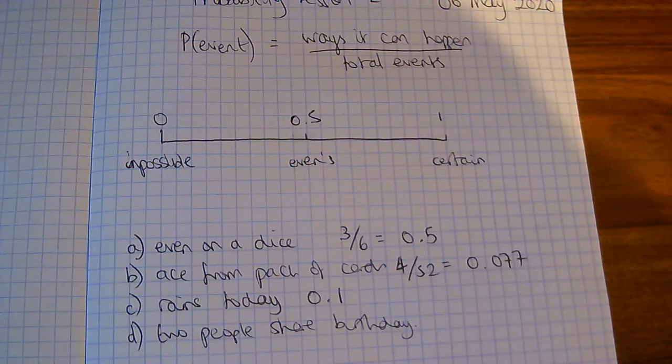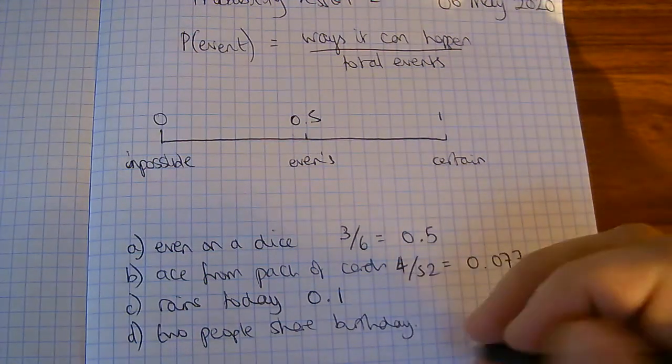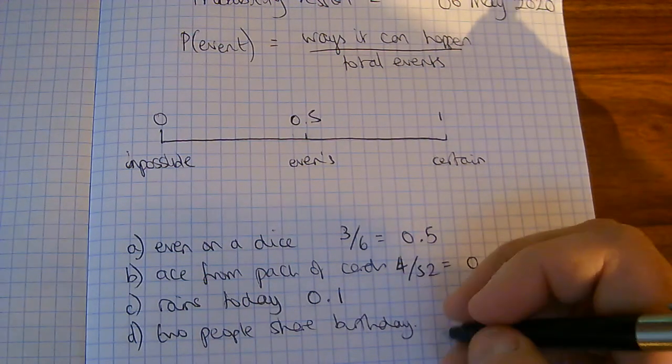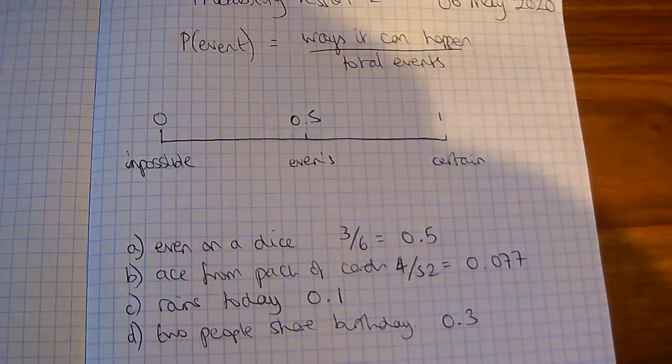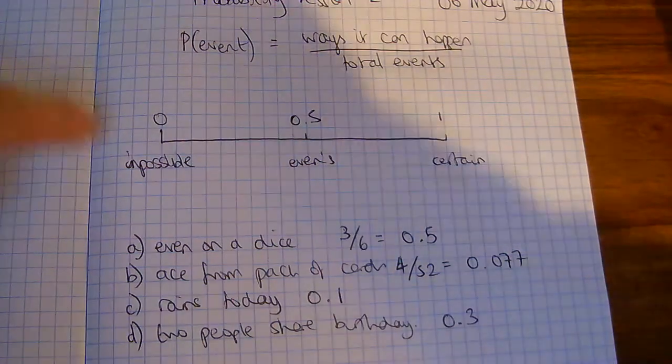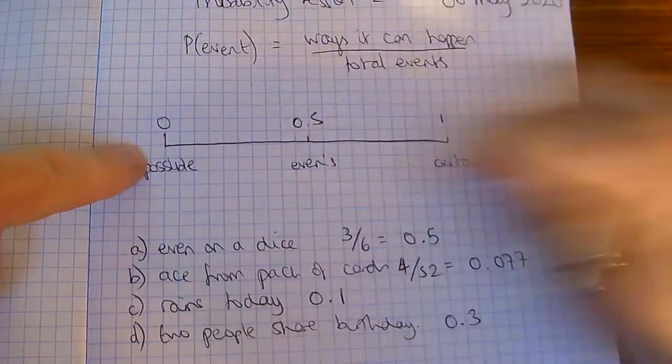And 2 people sharing a birthday in our class. Well, if you do a bit of research on those things, you can find out that with 23 people in our class and me, the probability that 2 people share a birthday is about 0.3. So then I can start to arrange these on my probability scale up here.